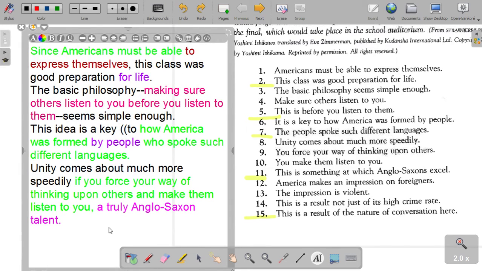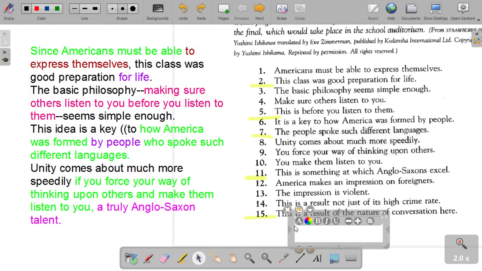Okay, read one more time what you have after an impression on foreigners. So, makes a violent impression on foreigners, resulting not just of its high crime rate, but resulting of the nature of conversation. Oh, just take out the second resulting. By putting in the second resulting, it makes it not parallel. So yeah, easy fix. Okay, good.